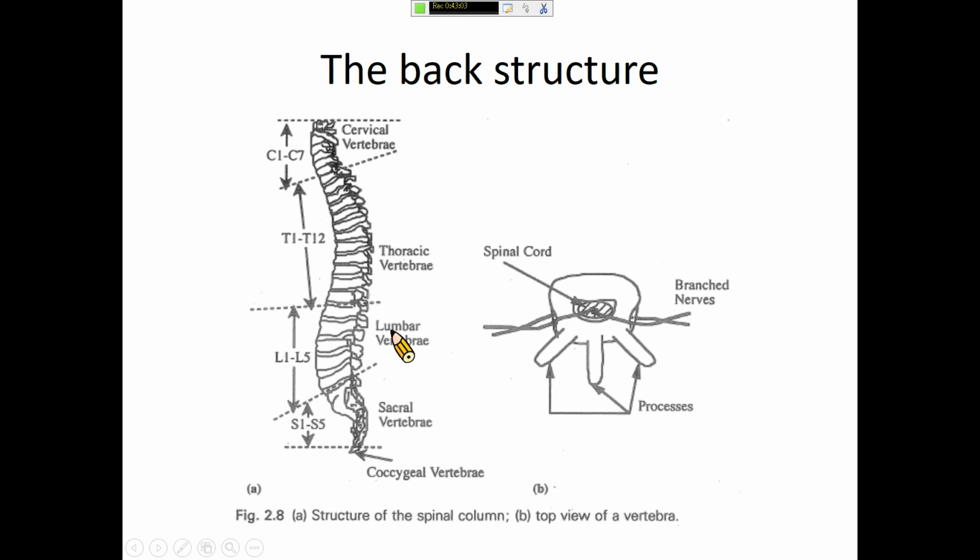Back structure. This is the one vertebra. Okay, cross-sectional top view. It's irregular bone. What is this shape? Irregular. It's got 3 spikes, which are called processes. 3 processes. To describe which one, now it's easy.